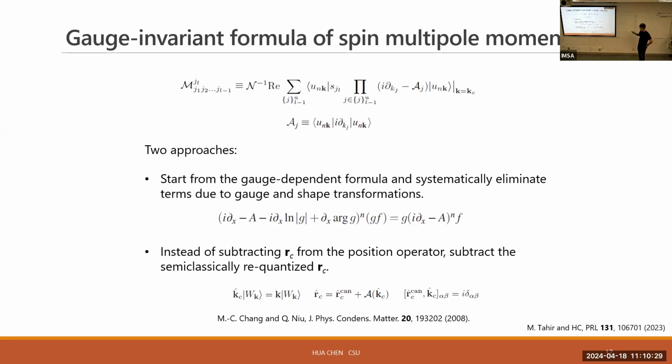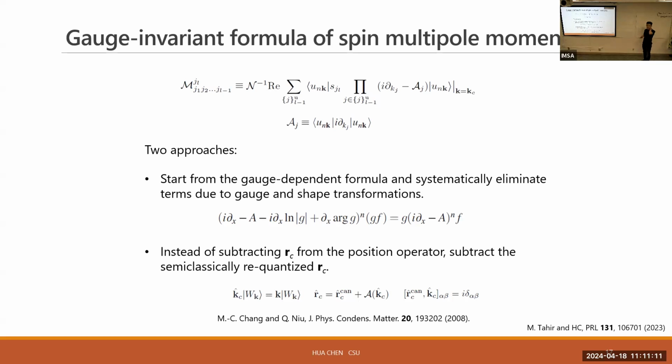Another way, which can be more heuristic: the main problem with this procedure of removing the center of mass position from the position operator is that the center of mass momentum of a wave packet is well defined. It's just encoded in the shape function. But the center of mass position is not really well defined. There is a dependence on gauge transformation. So if you can introduce the center of mass position from the center of mass momentum, that would help us circumvent that problem.